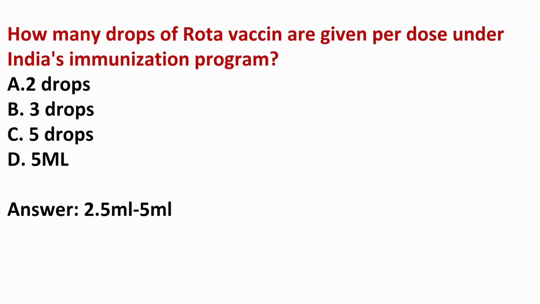How many drops of rotavirus vaccine are given per dose under India's immunization program? A. 0.2 drops. B. 3 drops. C. 5 drops. D. 5 milliliters. Answer: 2.5 milliliters to 5 milliliters.